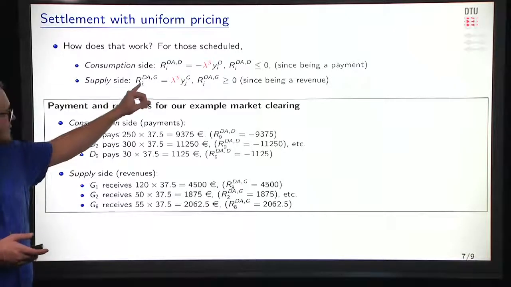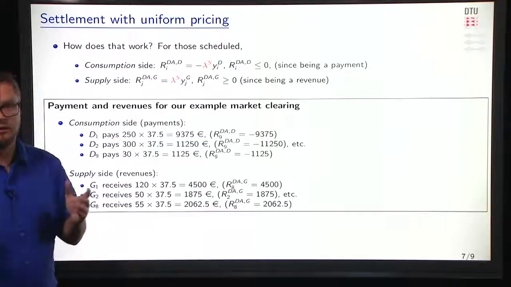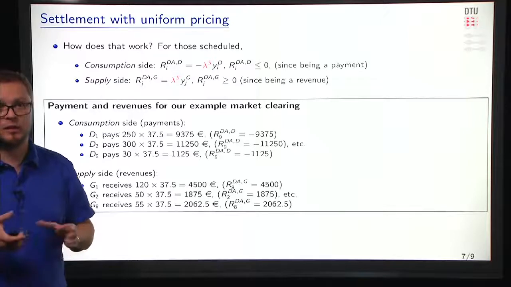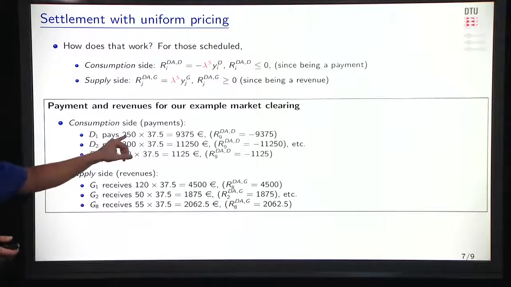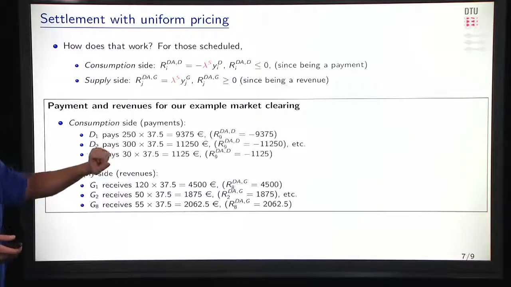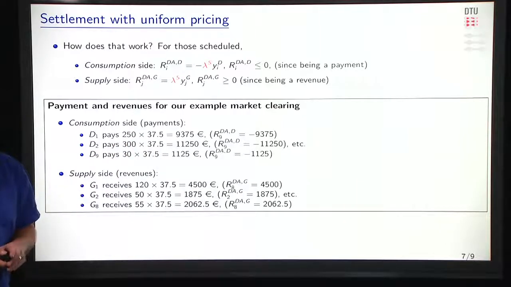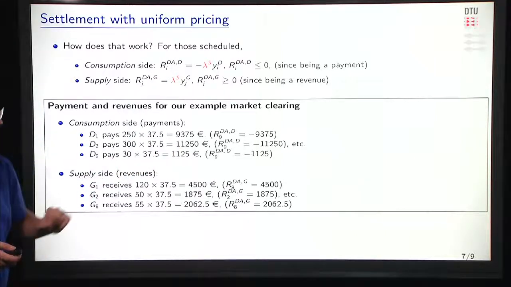On the supply side, your revenue is going to be the market clearing price times the energy amount being scheduled. It's positive since it's really a revenue here. Let's look again at our example and compare with the previous situation. In that case, for the first consumption offer D1, D1 is going to pay 250 for the quantity scheduled times 37.5, which is the market clearing price. The eventual cost is 9,375 euros.